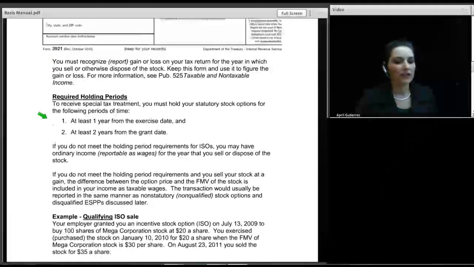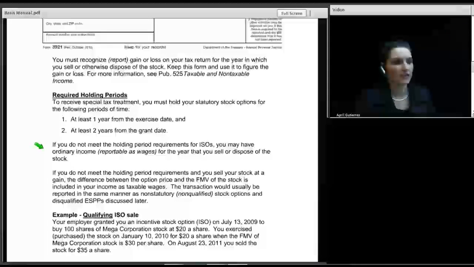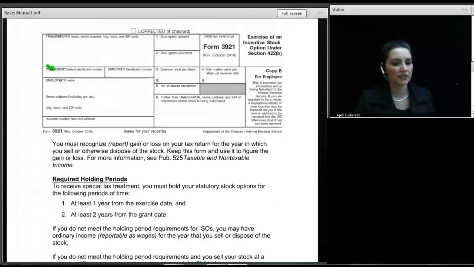Now, you're only going to get favorable treatment even from having incentive stock options if you meet the holding periods. So let's learn what those are. To receive special treatment, you must hold your statutory stock options for the following periods of time: at least 1 year from the exercise date and at least 2 years from the grant date. If you do not meet the holding period requirements for the ISO, you may have ordinary income that gets reportable as wages.